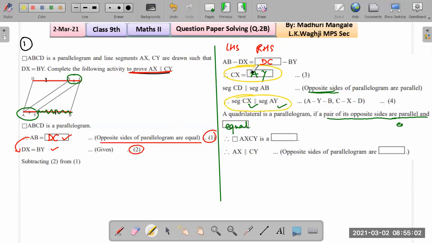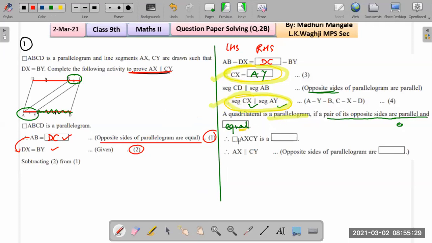So this is a property. What is that property? When the opposite sides of any quadrilateral are parallel and equal, then that becomes a parallelogram. So remember this property. That's how you get the answer to this box. It says pair of opposite sides are parallel and equal, therefore it's a parallelogram.